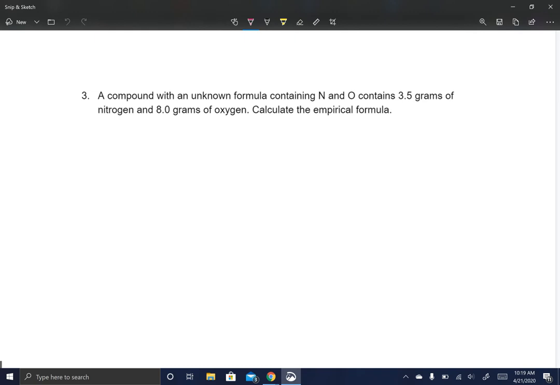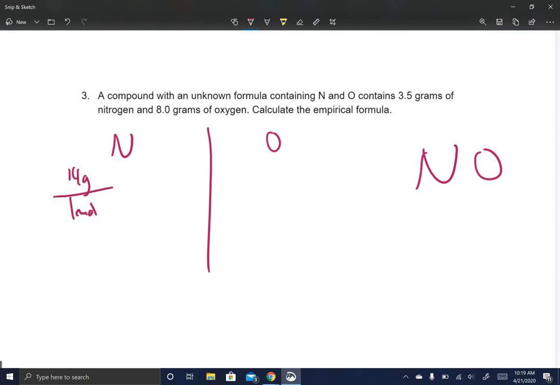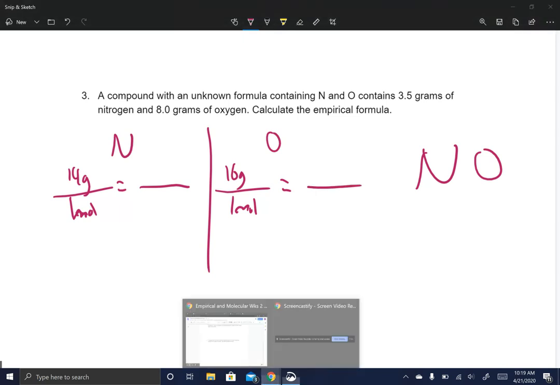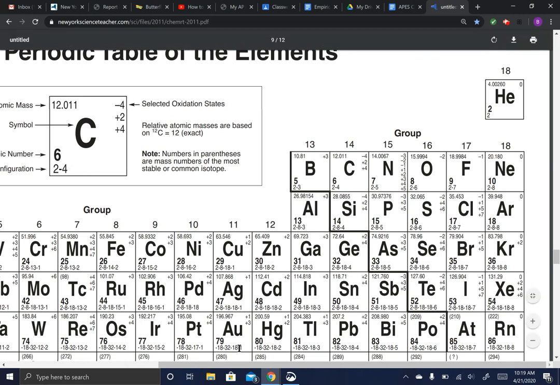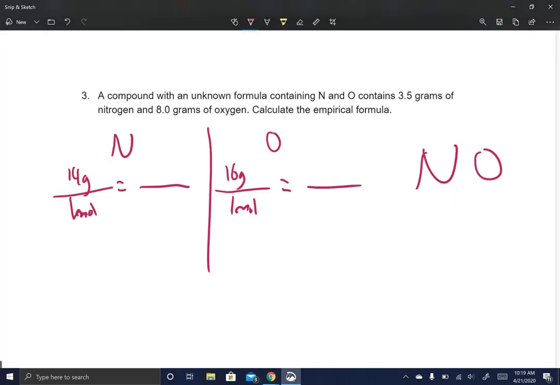So a compound with unknown, okay, 3.5 grams of N, 8 grams of O, calculate. All right, so N and O, and then we're going to get N, O with subscripts X and Y. We're going to find the subscripts. So I know nitrogen is 14 grams per 1 mole. I know oxygen is 16 grams per 1 mole. And again, some of you are like, don't show us, but I'm going to do it anyway. Nitrogen is 14 grams in 1 mole.